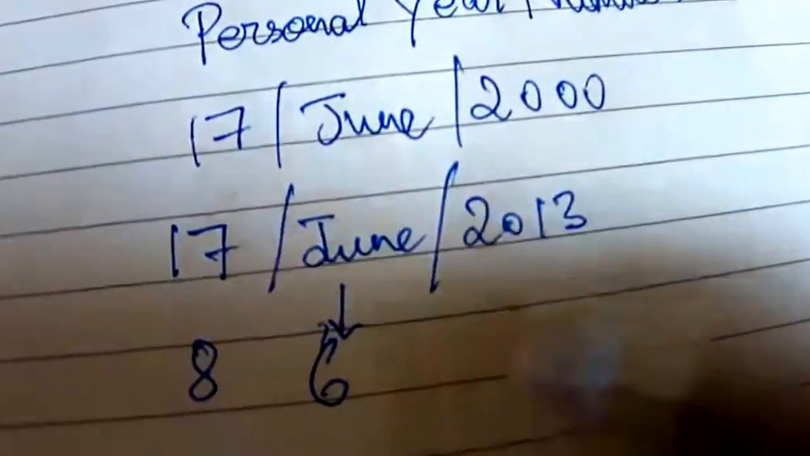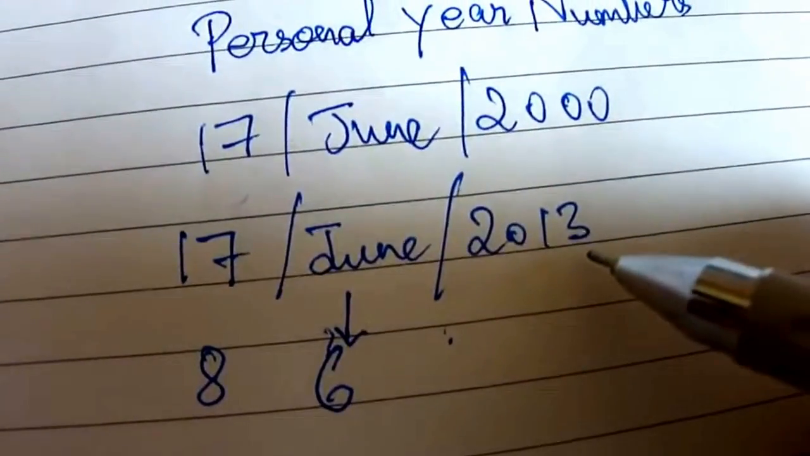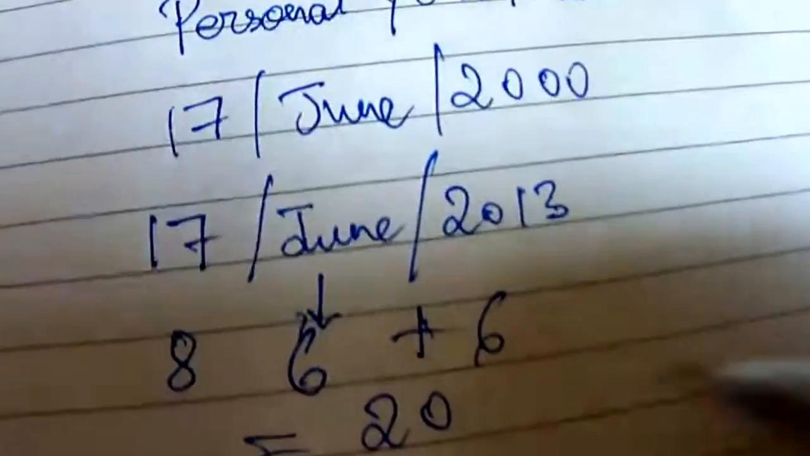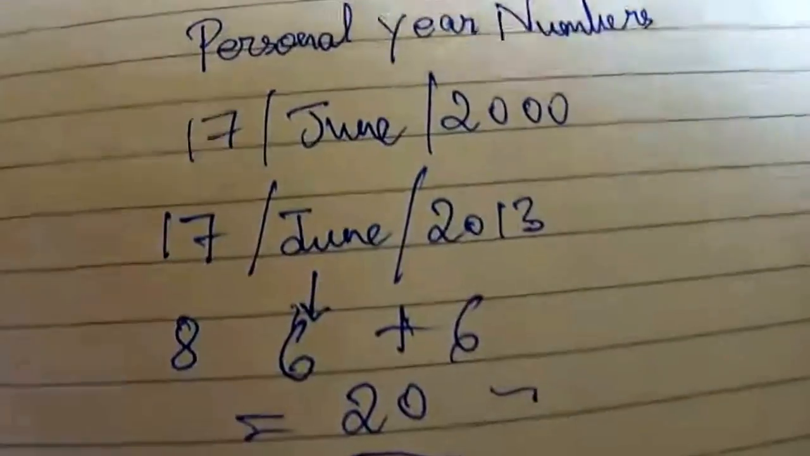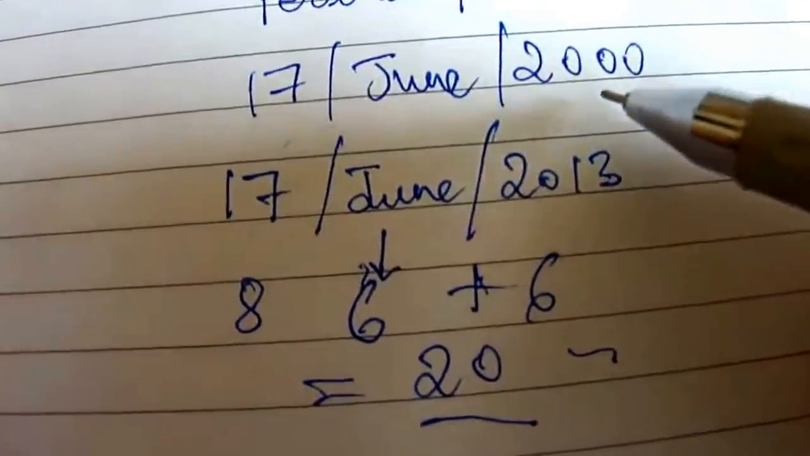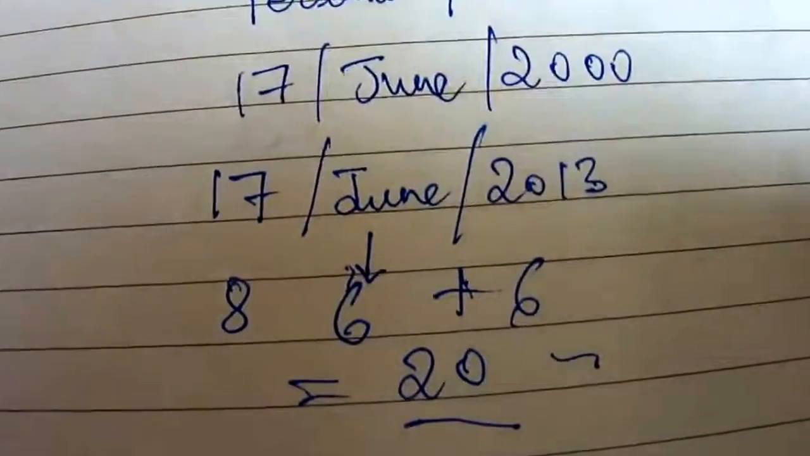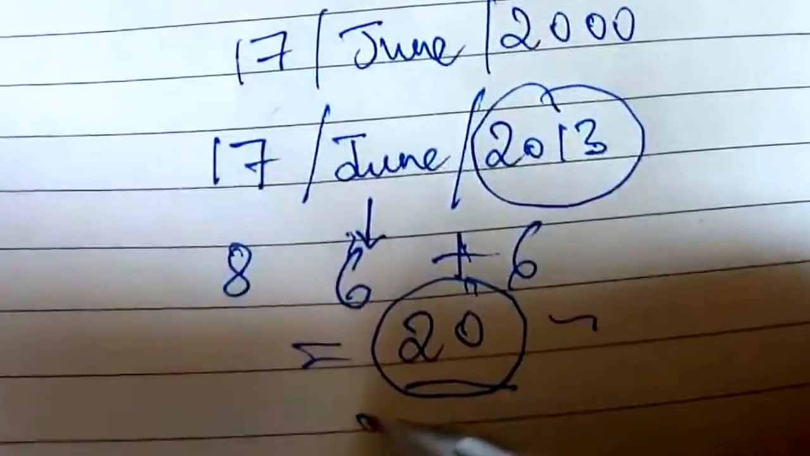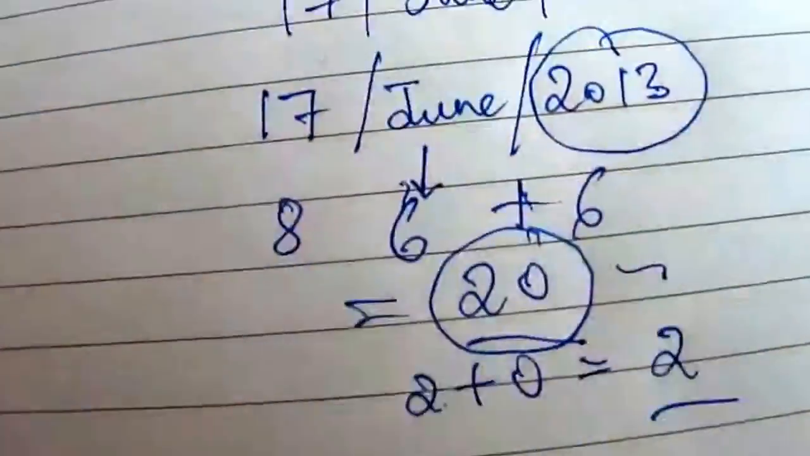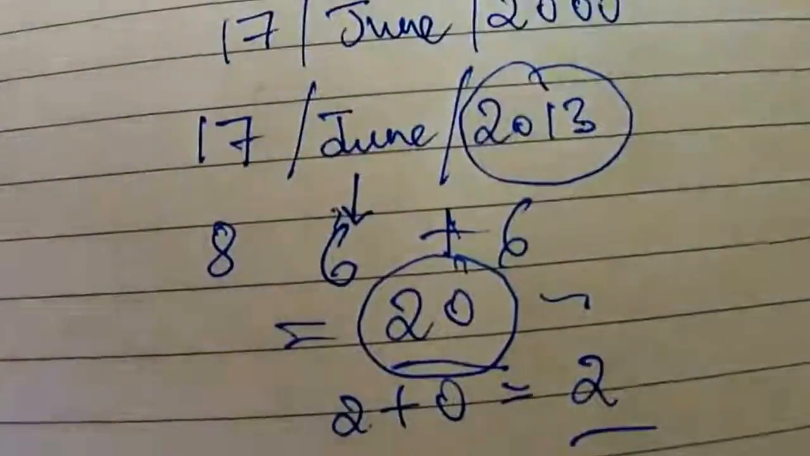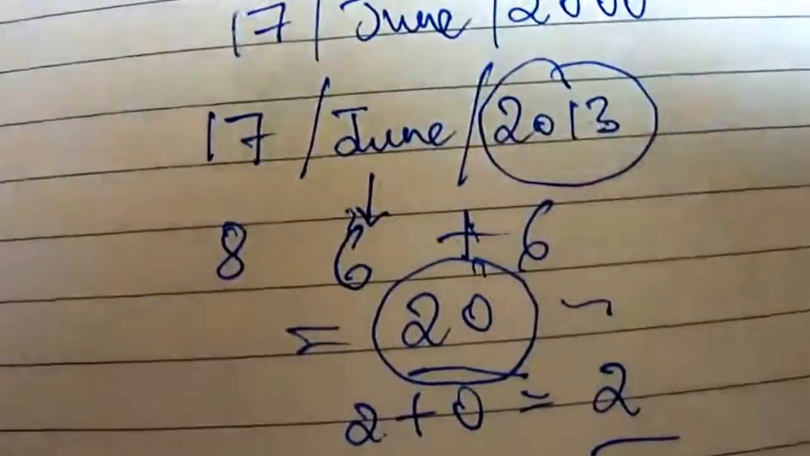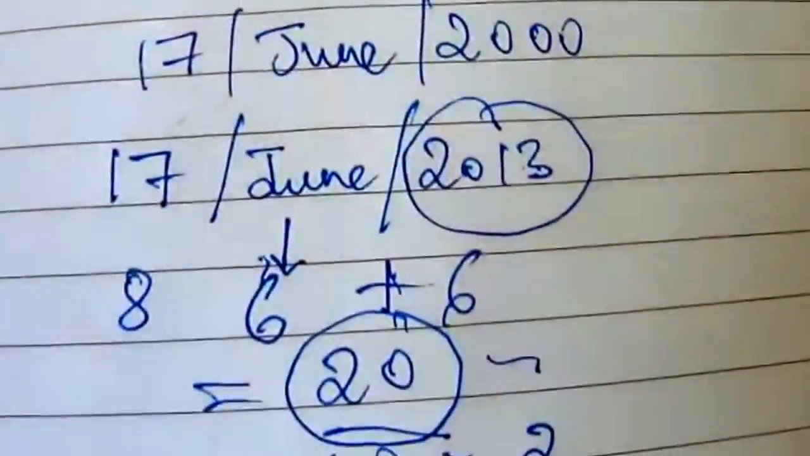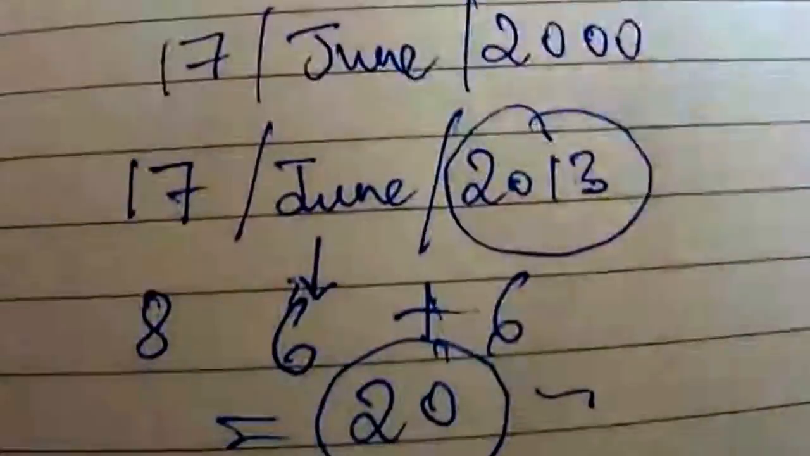So May is 5, June is 6, and then 2013 makes it 4 plus 6 again, and this adds up to 20. So for someone who is born on 17th June 2000, what will happen in the year 2013 is decided by the number 2, because 20 you will add 2 plus 0 and you get 2. So his personal year number will be 2. Same way for 2014 it will be 3, 2015 4. So it will keep on incrementing. That's how you find out your personal year numbers.